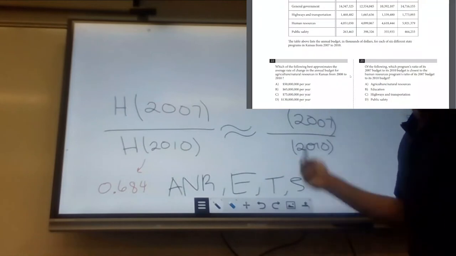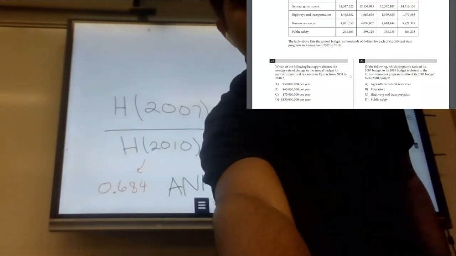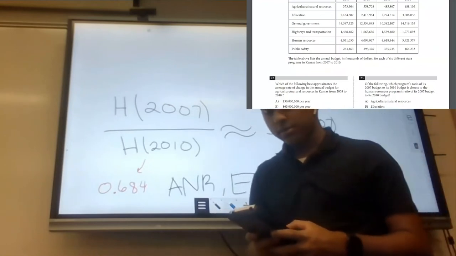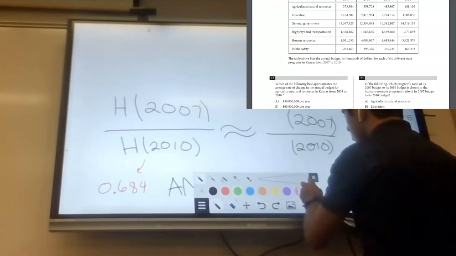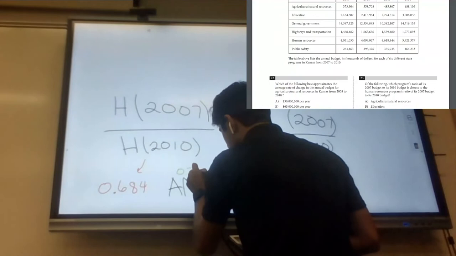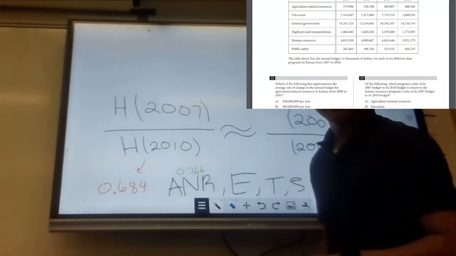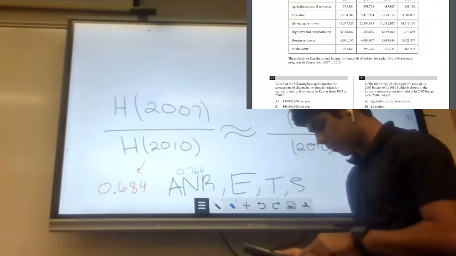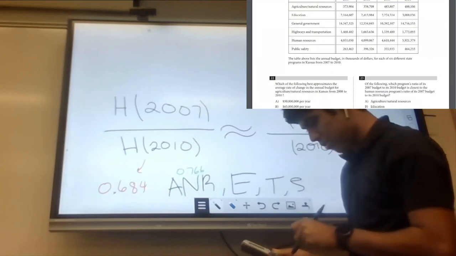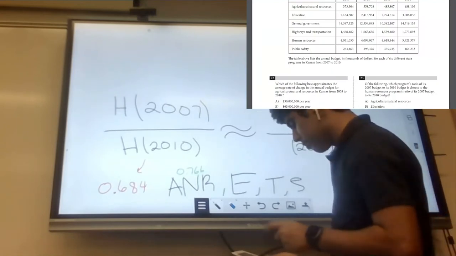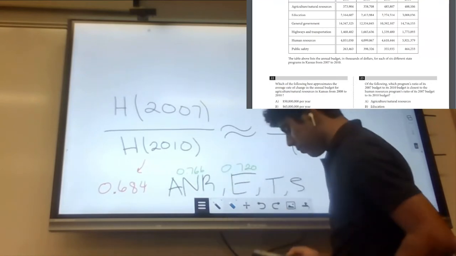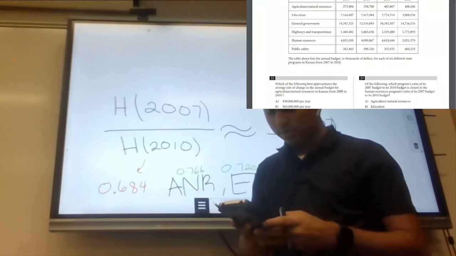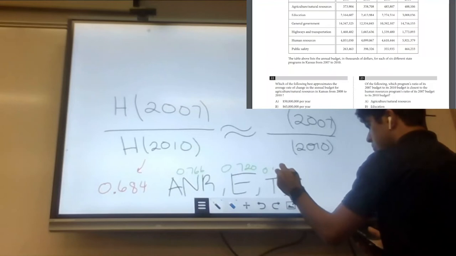So we can try A and R. Let's try A. Let's scroll up a little bit. So it's 373904 over 488106. This gives 0.766, so that's not correct. E gives 607 over 3008, 0.36, which is 0.720. Transportation gives 1468482 over 1773893, which is going to be 0.828, so way off.